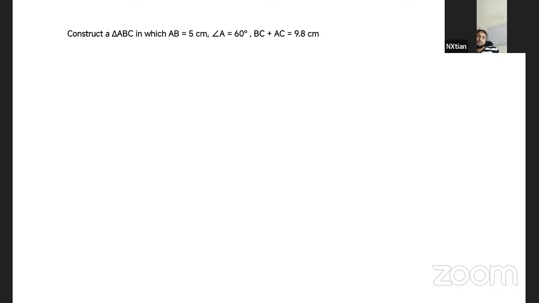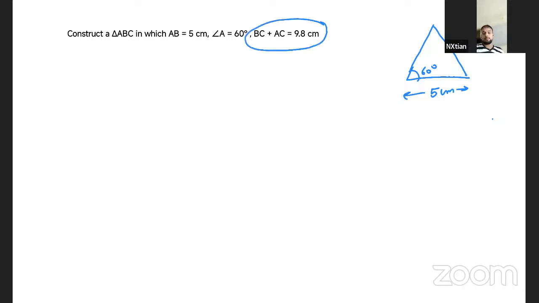Joshua, you know how to make 60 degree? So can you do this question? Okay. See, first of all, you have to draw the rough diagram. The rough diagram is very important. So I will make the rough diagram and it is given that it's 60 degree. So this is 60 degree and the base is given which is 5 centimeters. Now it is given that BC plus AC is 9.8 centimeters. So first of all, I will make a base of 5 centimeters with the help of a ruler.